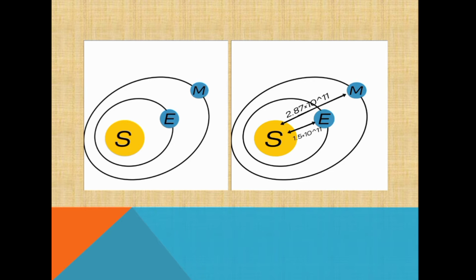So say for example, this is the Sun, this is the Earth, and this is Mars. The distance between the Sun and the Earth is equal to 1.5 times 10 to the power of 11. Meanwhile, the distance of the Sun to Mars is equal to 2.87 times 10 to the power of 11. So it means our R1 is equal to 1.5 times 10 to the power of 11, and our R2 is equal to 2.87 times 10 to the power of 11.